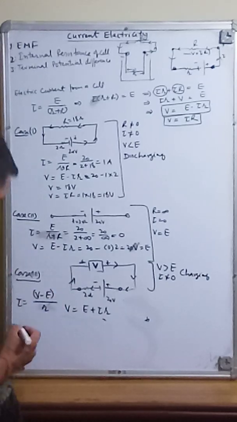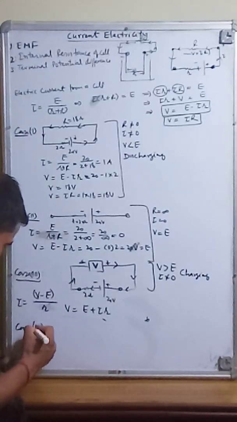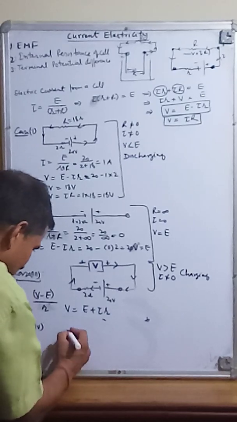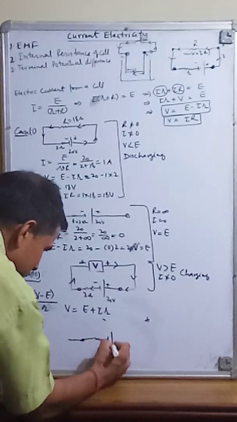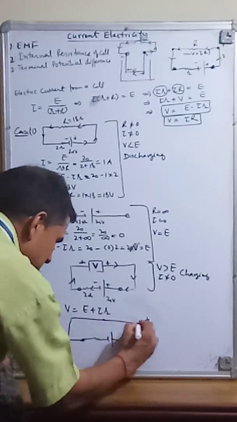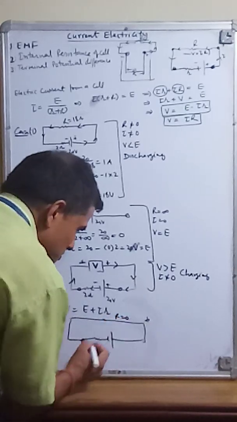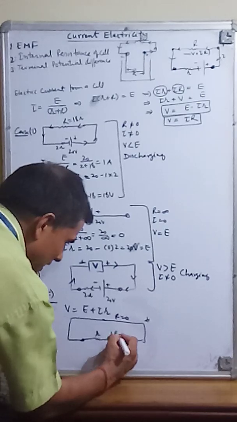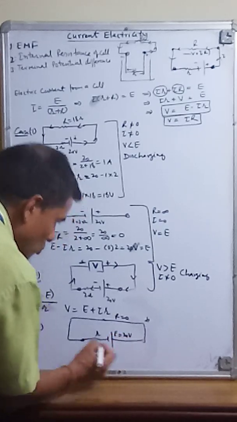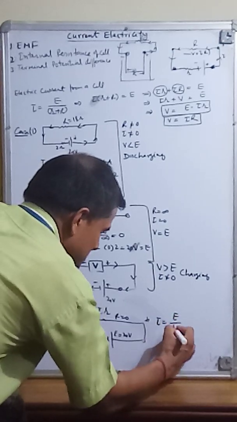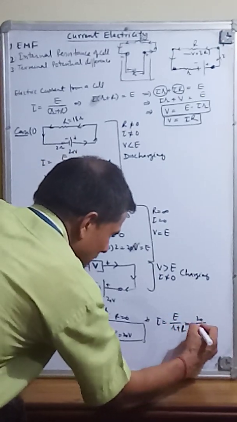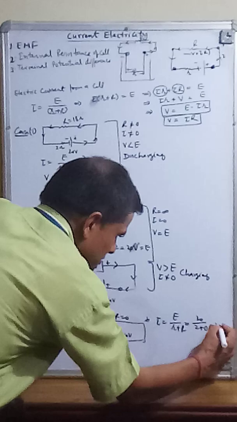So this is case third, and now case 4, the last case. In this case, what happened? We directly attach the terminals of the cell without any resistance. In this case, R is equal to 0. This is R, this is E, again the same cell, 20 volt and 2 ohm. So what happened in this case? E is equal to I times R plus r. E is 20, r is 2, and capital R is 0. So it is 10 ampere.